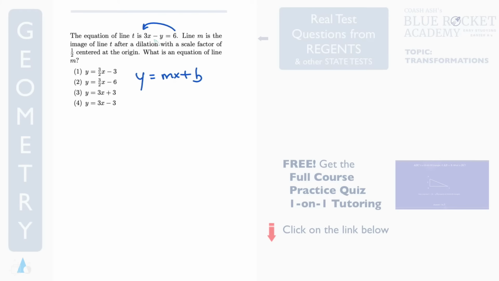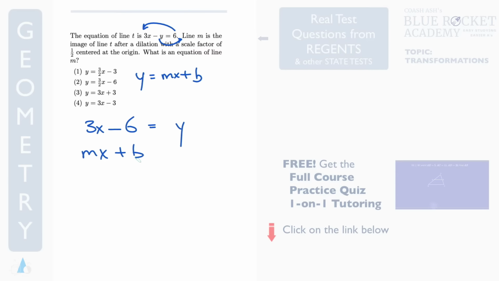You move the 6 here and the y here and you flip the signs. So what do you do? You subtract 6, so you get 3x minus 6, and you move the y so the negative becomes positive. Now you've got mx plus b. The 3 is the m, and b is the negative 6.